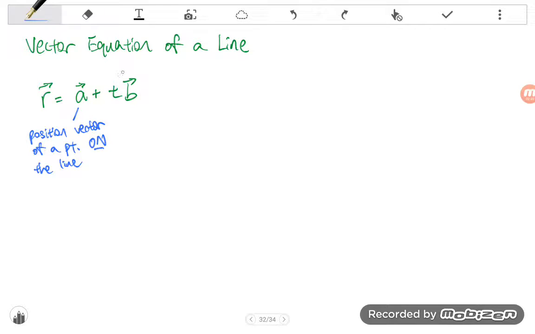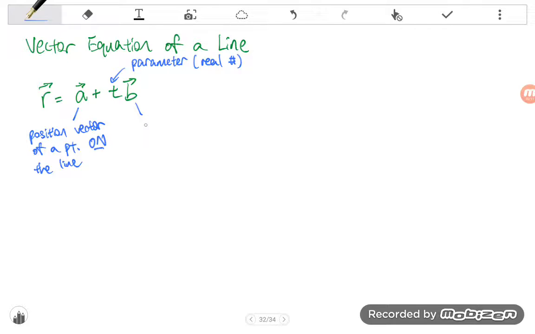For the value t, we call that the parameter. The parameter is just a value. It's any real number. It can be negative, it can be positive, it can be fractions, it can be the square root of 3, irrational numbers, rational numbers, whatever. So it's just a value.